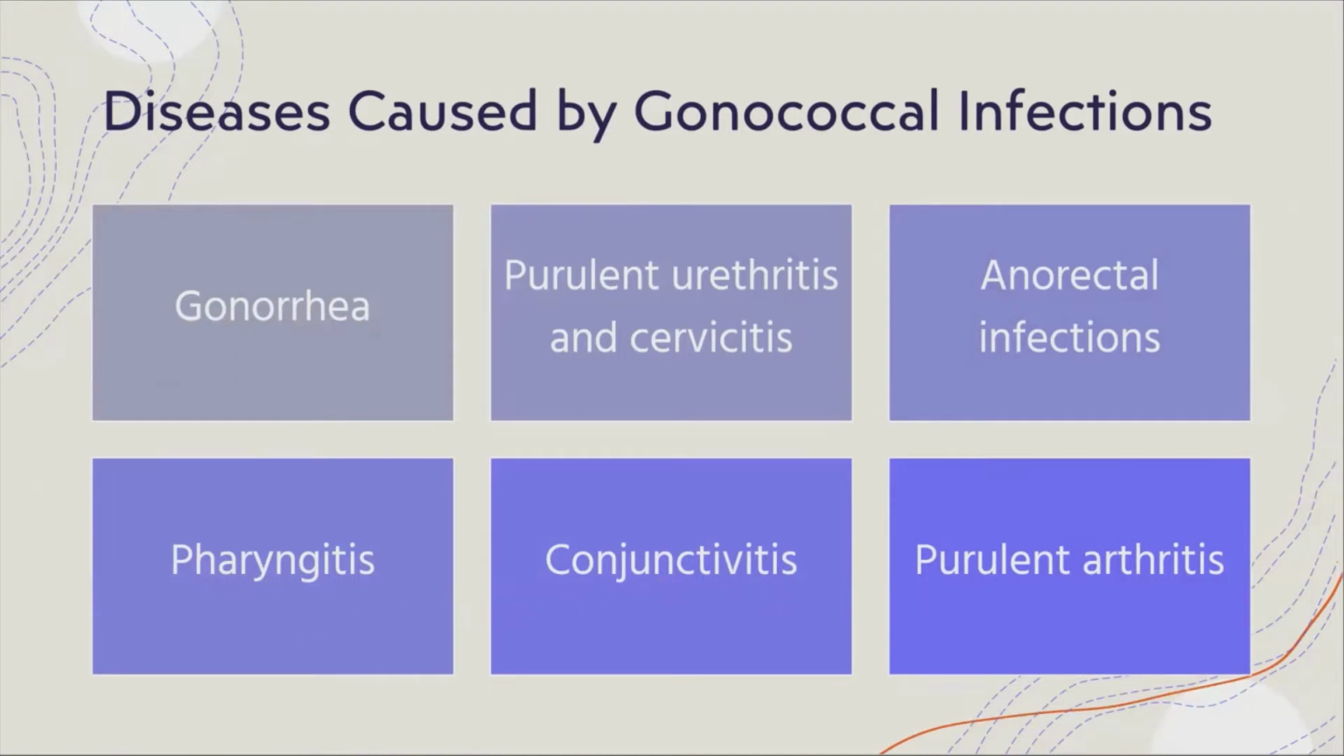Anorectal infections cause rectal pain and bloody stool. Kasi nga nai-inflame, nai-infect yung rectum. So pag nag-pass out ng stool yung patient, pwedeng may kasamang blood.